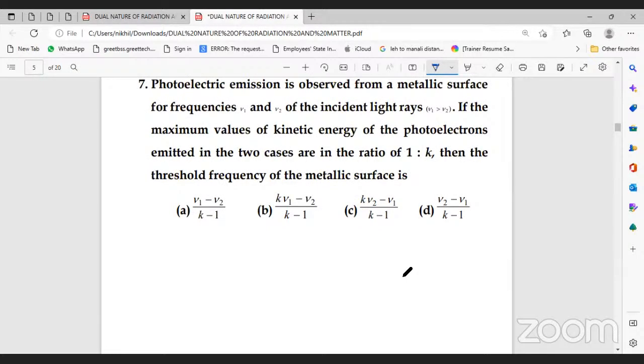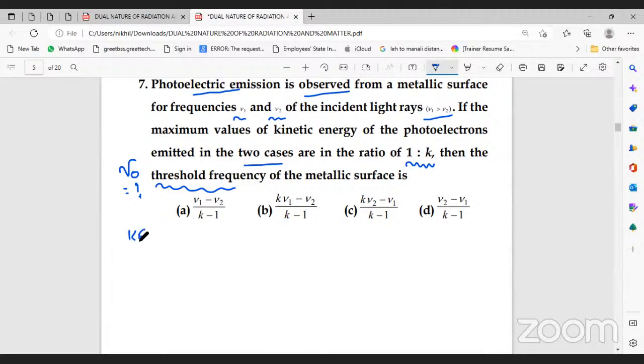Look at this problem. Photoelectric emission is observed from a metallic surface for two frequencies. One is nu1, the other one is nu2. Clearly, they are telling that the first frequency is more. The maximum values of the kinetic energy in the two cases are in the ratio 1 is to k. They are asking you to find the threshold frequency. What is the threshold frequency? Nu naught, this is the question mark.